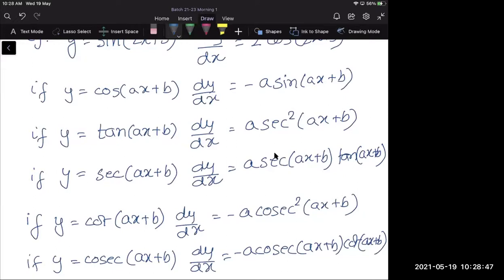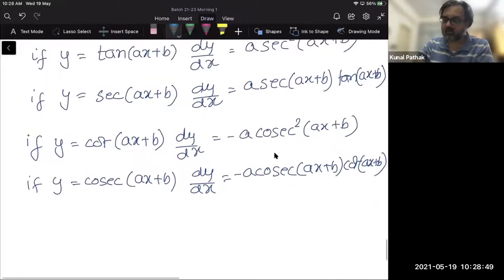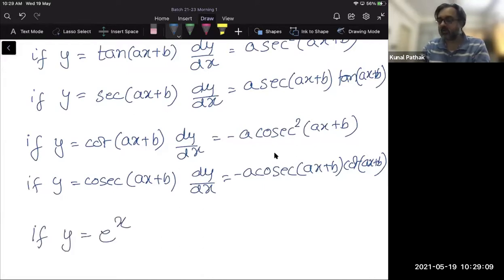Ye ho gaya, ye hamara kaam ho gaya. Itna aap print out le lo, or I would prefer that you write it and then you stick it in front of you. There are just three more, and you may have seen this before, you may not have seen this before.